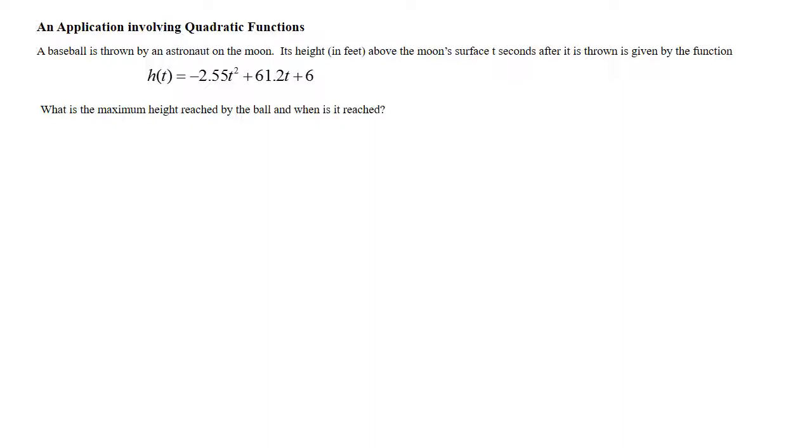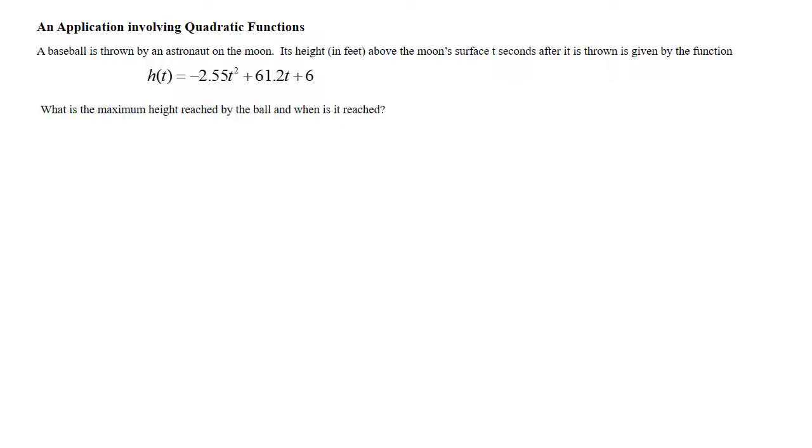vertex. A baseball is thrown by an astronaut on the moon. Its height in feet above the moon's surface t seconds after it's thrown is given by the function h of t equals negative 2.55 t squared plus 61.2 t plus 6. What is the maximum height reached by the ball, and when is it reached?